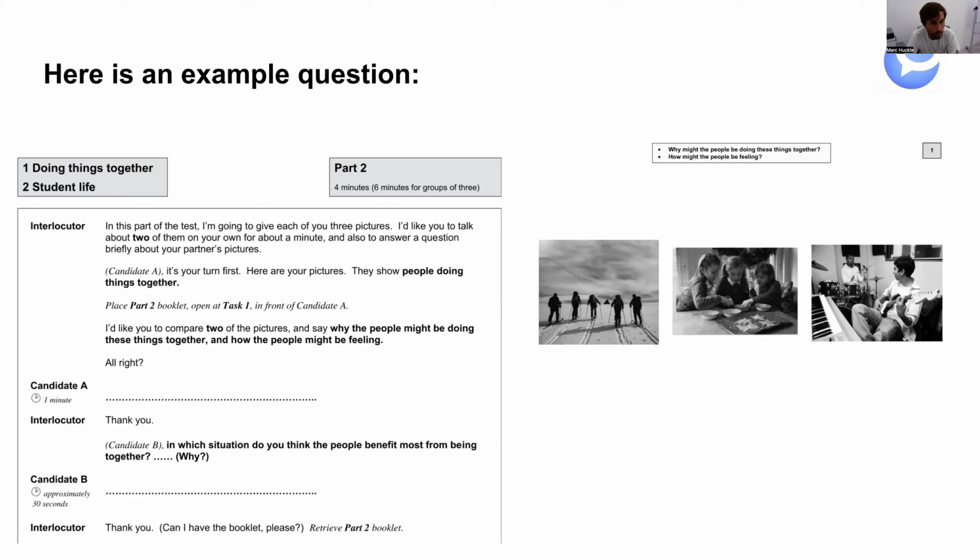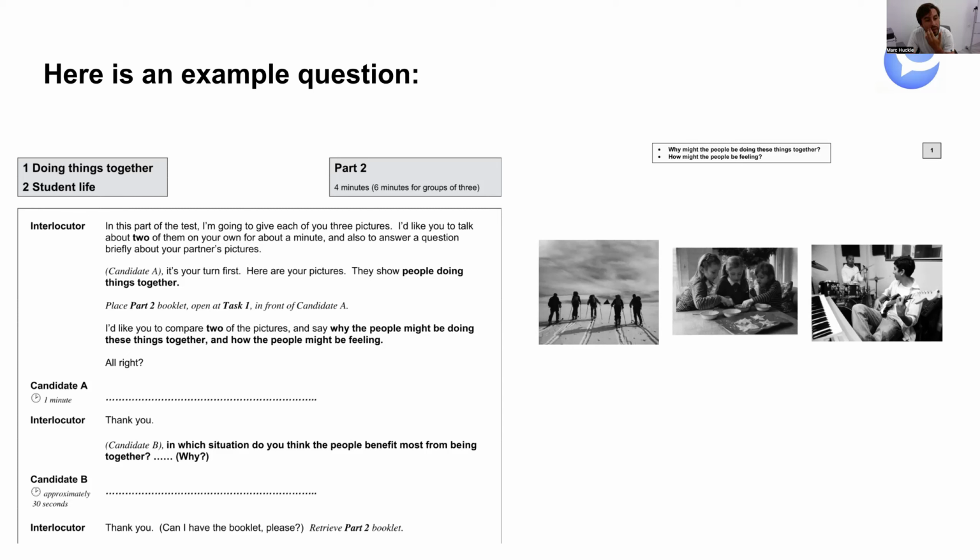I would like you to compare 2 of the pictures and say why you think people might be doing these things together and how might the people be feeling. The second question is always about feelings, how they are feeling. All right? And then you will speak alone for 1 minute. When you finish, the examiner will say, thank you, and take away the image.